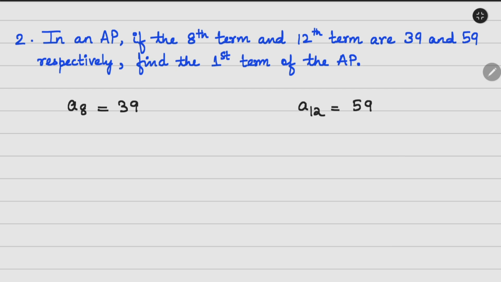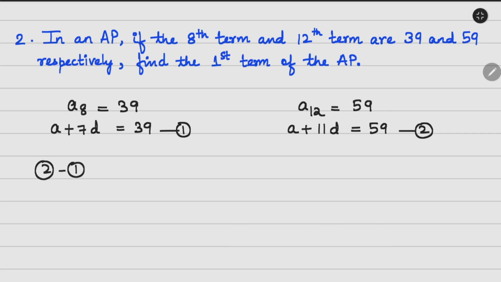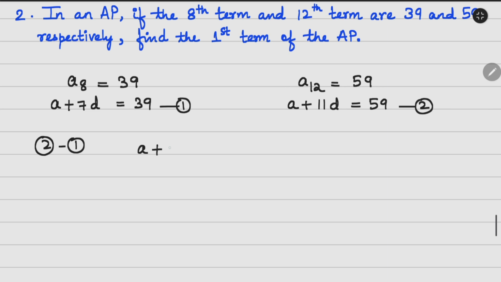So let us write A8, let's expand it using the nth term formula. So a plus 8 minus 1, that is 7d is equal to 39. Here A12 will be a plus 12 minus 1, that is 11d is equal to 59. Let this be your equation 1. Let this be equation 2. Let us subtract equation 2 minus equation 1, which is a plus 11d is equal to 59. The first equation is a plus 7d is equal to 39.